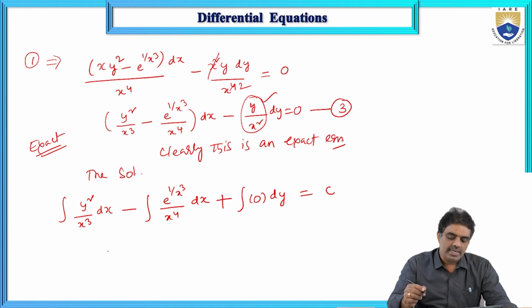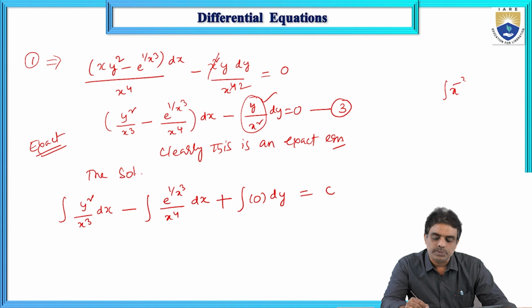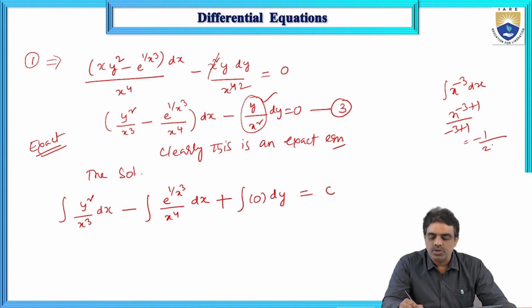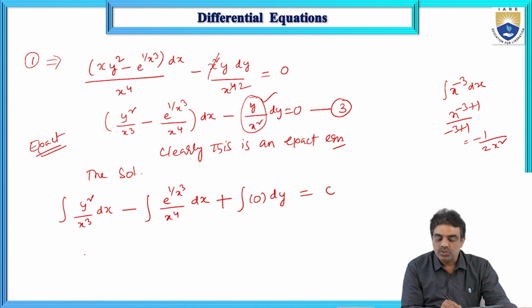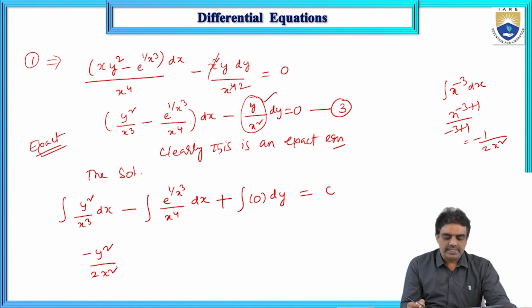Now the y square integral of 1 by x cube. What is the integration? Integral of x power minus 3 dx. That is x power minus 3 plus 1 by minus 3 plus 1, or minus 1 by 2x square. Integration of x power minus 2 will come in the numerator, denominator minus 2. So minus 1 by 2x square. Already y square is constant. So what we will get? Minus y square by 2x square is the integration.